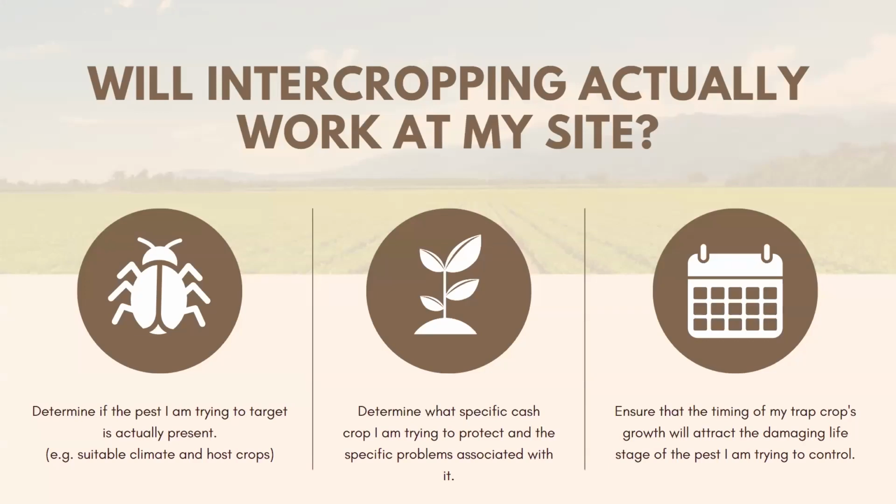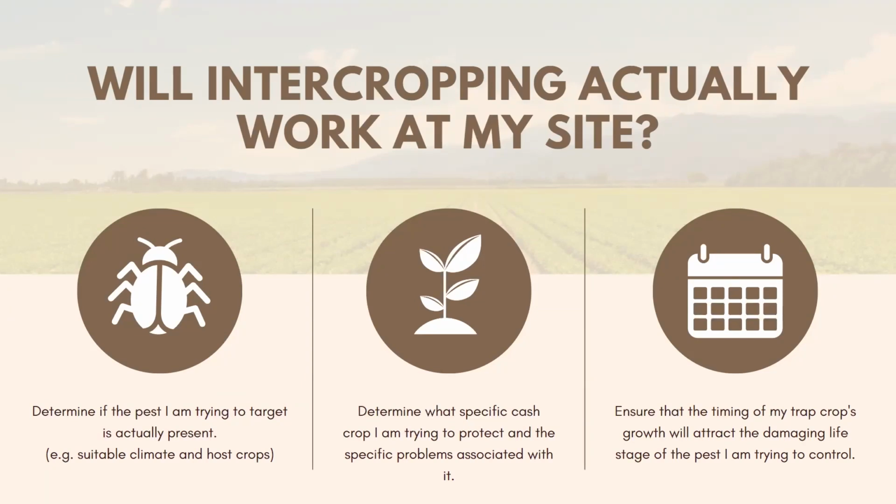Well, I think there's 3 things that you want to consider for your property. First, you want to determine if the pest you're trying to control is actually present. Does your area have suitable climate and suitable host crops for that pest? So you want to pick a pest that you've seen for sure and you know you have a consistent problem with. So if the pest is there, then it's worth trying to manage it.